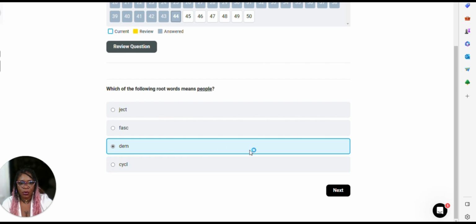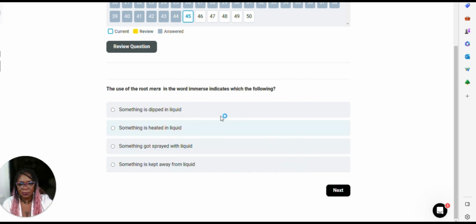All right, let's move on to our next question. Question number 45. We're almost there, you guys. The use of the word mers in the word immerse indicates which of the following? Something is dipped in liquid. Something is heated in liquid. Something got sprayed with liquid. Or something is kept away from liquid.